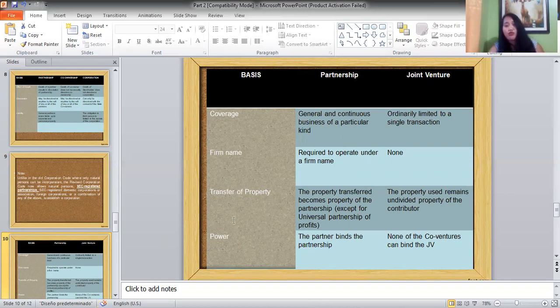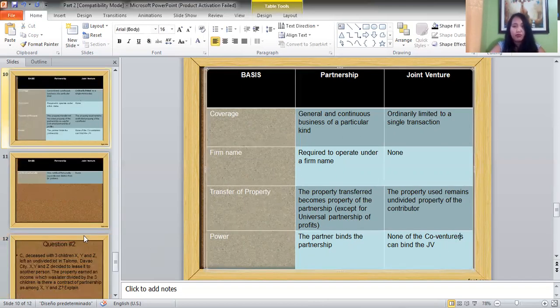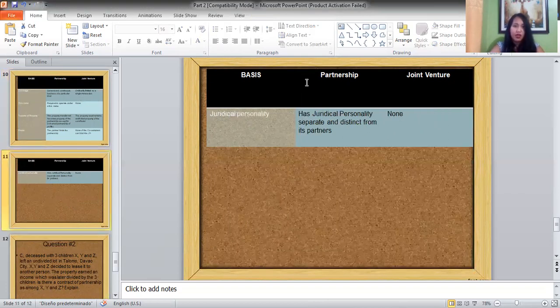Ayan. Power: as to the partnership, the partner binds the partnership. Whereas the joint venture, none of the co-venturers can bind the joint venture. Tapos sa basis na naman, sa juridical personality: a partnership has juridical personality separate and distinct from its partners. A joint venture, walang separate juridical personality.